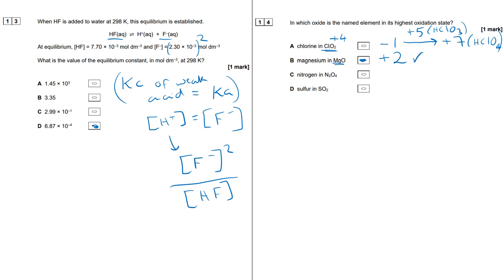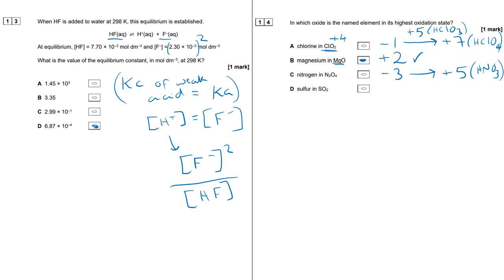Just going through the other 2 options though, you've got nitrogen, which is in group 5. It can gain up to 3 electrons, so it can go down to -3, or it can lose all 5 of its outer electrons and can go up to +5 as its maximum oxidation state, for example in nitric acid, HNO3.